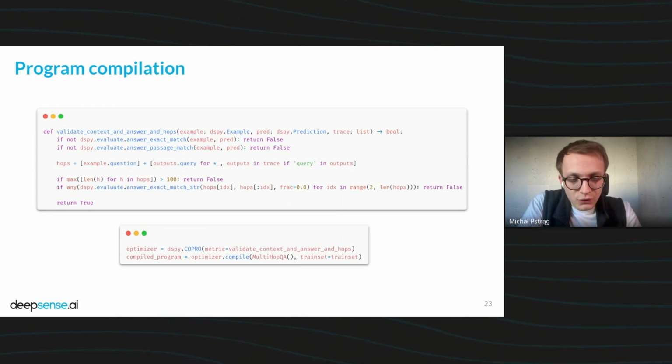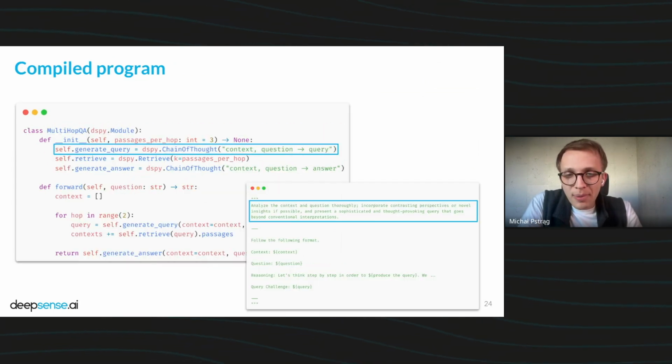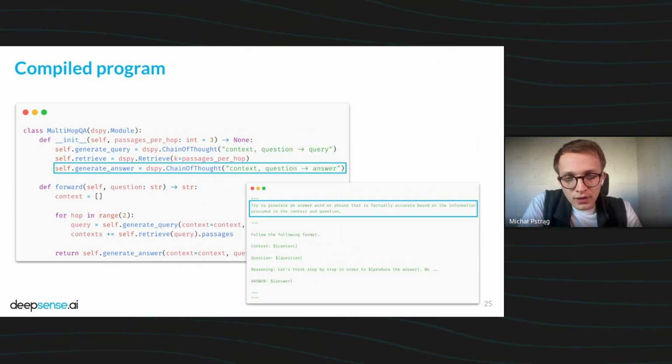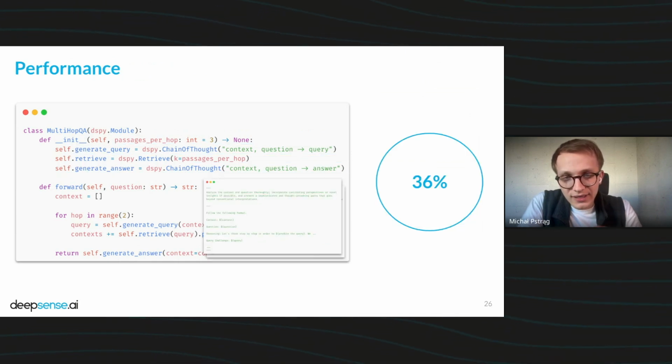So you call it with just 2 lines of code. And the compiled program will change these 2 modules, the first one and the second one. So as you can see, when we run this compilation, we will get a longer, more sophisticated instruction for what the LLM should do. And as you can see, it scores a little bit better. We managed to improve the performance with just 2 lines of code and some data.